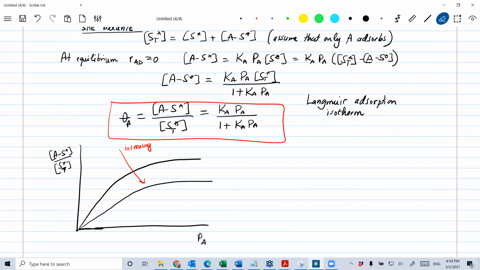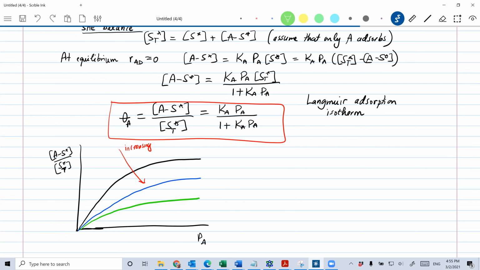Let me do a better job here. Let's do a different color because we can. So you have a different color. As you increase temperature, the isotherm will change. So you can look at the temperature dependence of adsorption of a molecule on a surface. There's no reaction involved here yet. Just you can look at how a molecule adsorbs on the surface as a function of temperature. And this is a very important part of catalysis. So this is why the isotherm is important.